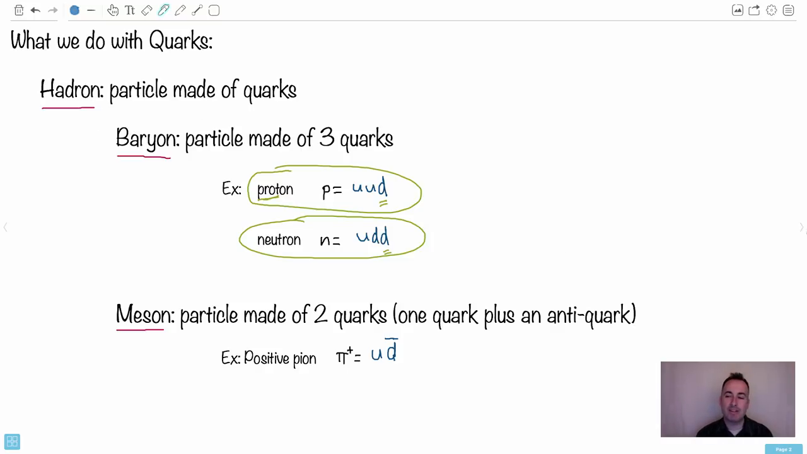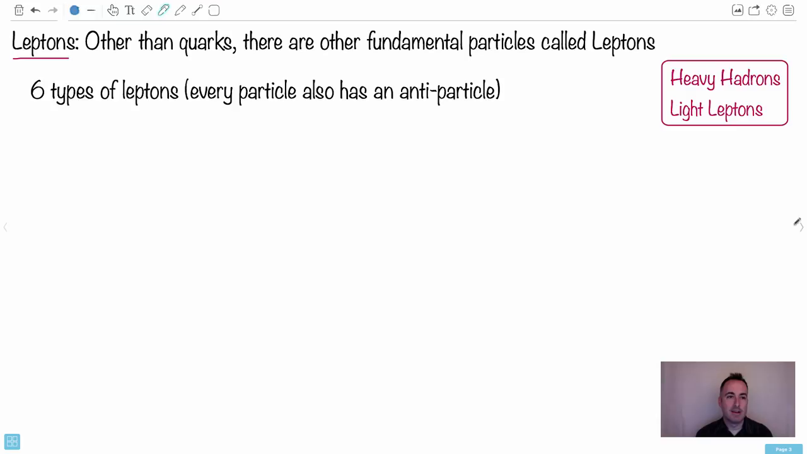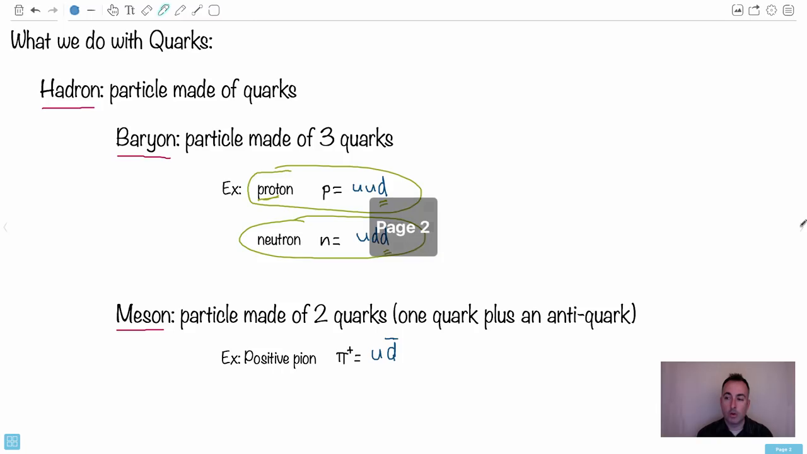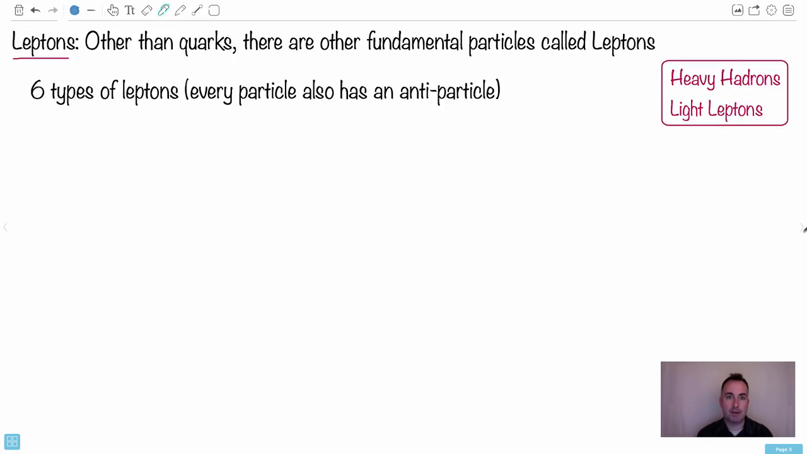So this is how we could sort of break it all down here. We've got other particles as well called leptons. Remember, we've got these basic fundamental particles, these quarks. Remember, we've got these six and the anti-quarks. We've got other types of particles called leptons. I try to think about the lighter leptons, just like I think of the heavier hadrons. That's what I think about. So, lighter leptons and heavy hadrons. There are six types of leptons as well. So, let's put those down.